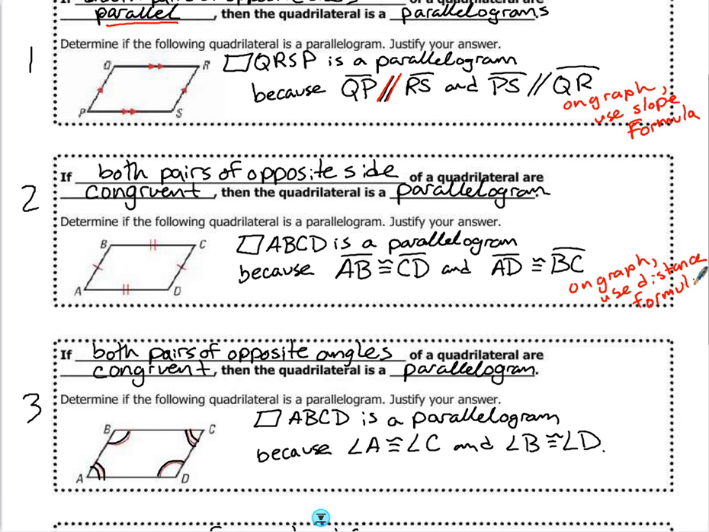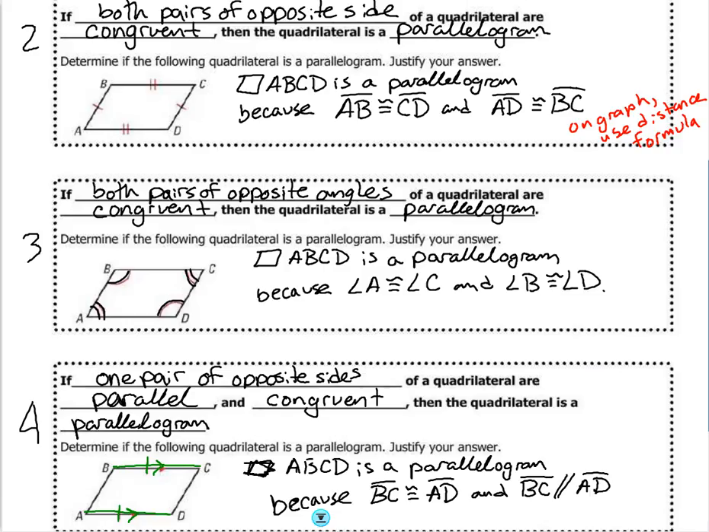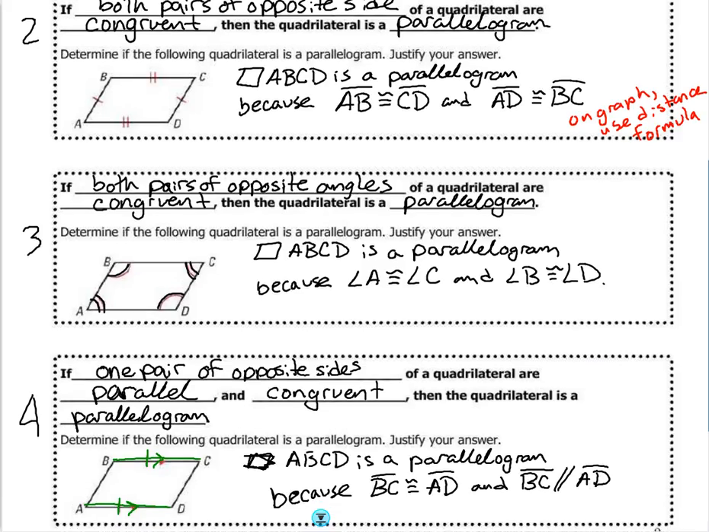Again, if we're trying to find opposite angles that would be congruent on a graph, then we must see if all angles add up to 360 degrees. If I know these two angles and these two angles, I have to determine if all the angles add up to 360 degrees. If they don't add up to 360 degrees, then we're probably not looking at a quadrilateral, and therefore not a parallelogram.